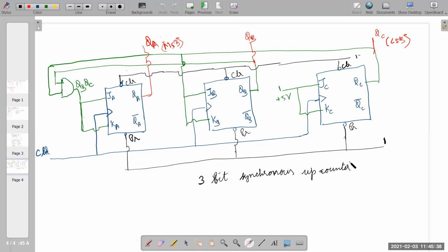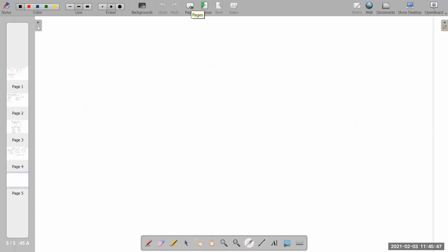Okay, I think you can proceed. Next, we will move into the down counter design. I think you can try the down counter on your own. That will be good for you. Can you try the down counter on your own? Is it possible? Okay, I will guide you to some extent.